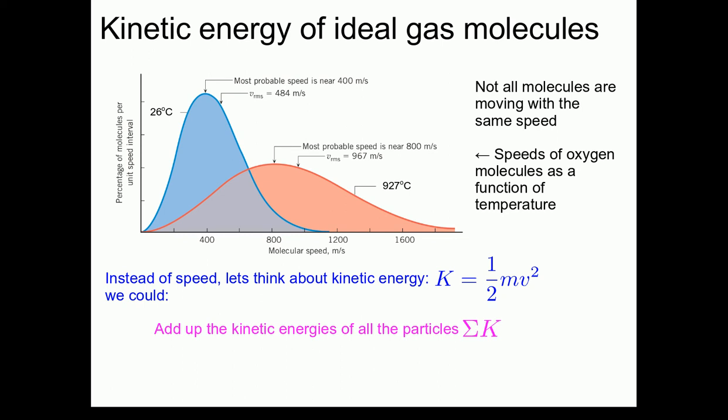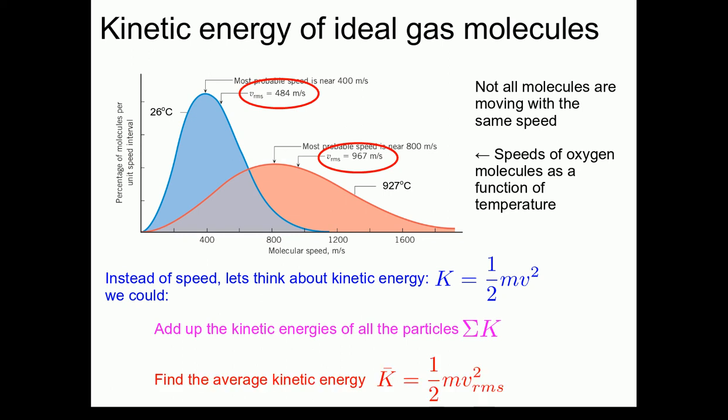Another idea we could think about is we see that these distributions have some average speed. The average here is VRMS. This is the average speed of the molecules. We could use this average speed to calculate an average kinetic energy, 1/2 mv squared, m being the mass of the molecule, and instead of the v of each individual molecule, we're using the average speed. This bar above the K in this equation means that we're considering the average kinetic energy.